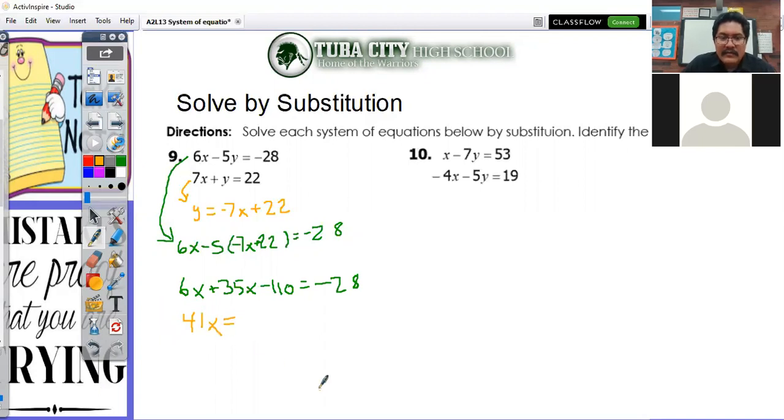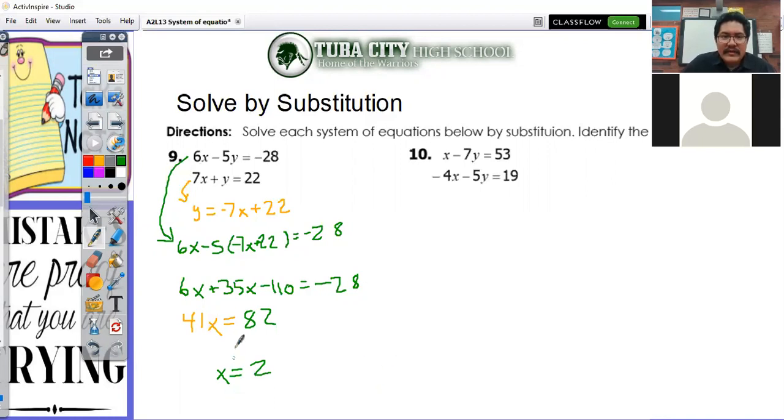equals. And with all of these, I think there are not going to be any of them that are fractions or decimals. So if you get a fraction or a decimal, you might have made a mistake, although we cannot be 100% sure. So I'm going to have to add 110 to both sides. So it's going to be 82. And 41x equals 82. That means x is going to be equal to 2. Whew, okay.